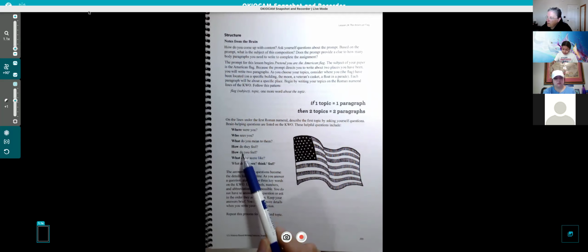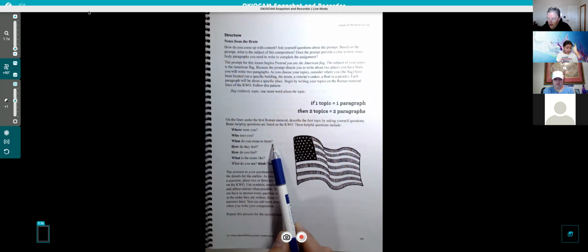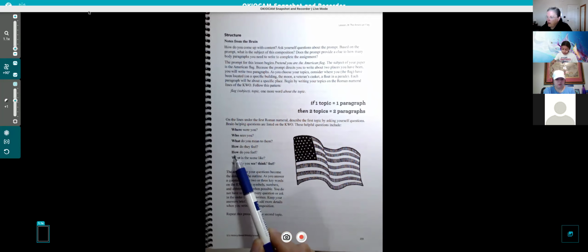Let's jump down here. Where were you? Who sees you? What do you mean to them? How do they feel? How do you feel? What is the scene like? What do you see, think, or feel? I mean, sometimes there's flags at a protest, if you've ever seen that on the news or heard about that before. And that's when people are upset, or they're exercising their American right to take a stand on something that they disagree with or they agree with, one or the other. They might have an American flag there.